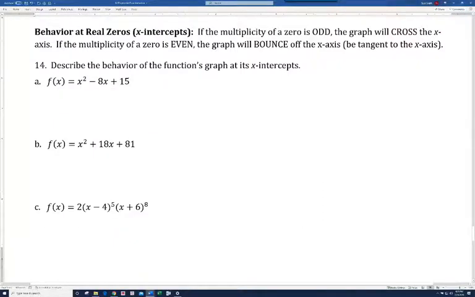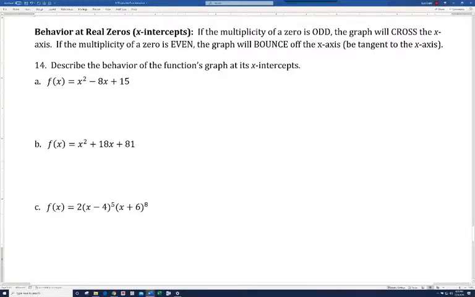And we're going to be finding behavior at real zeros, or x-intercepts. If the multiplicity of a zero is odd, the graph will cross the x-axis. If the multiplicity of a zero is even, the graph will bounce off the x-axis or be tangent to the x-axis, which is the wording they use in our current book.